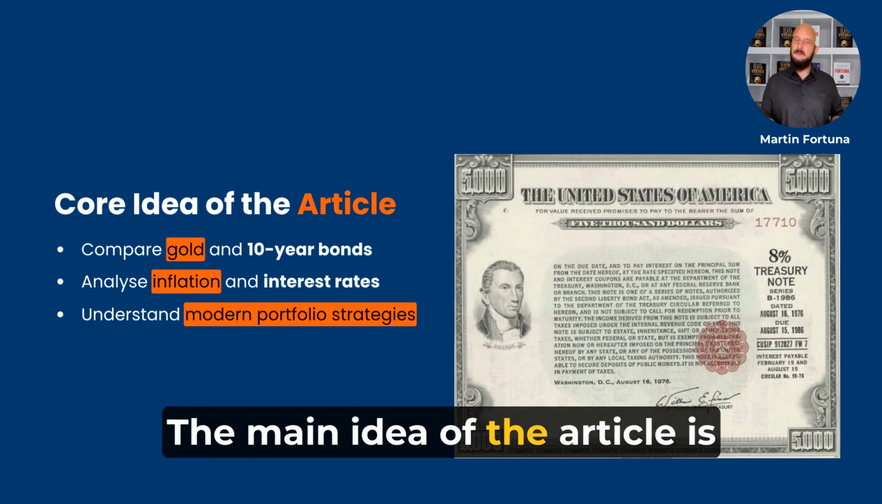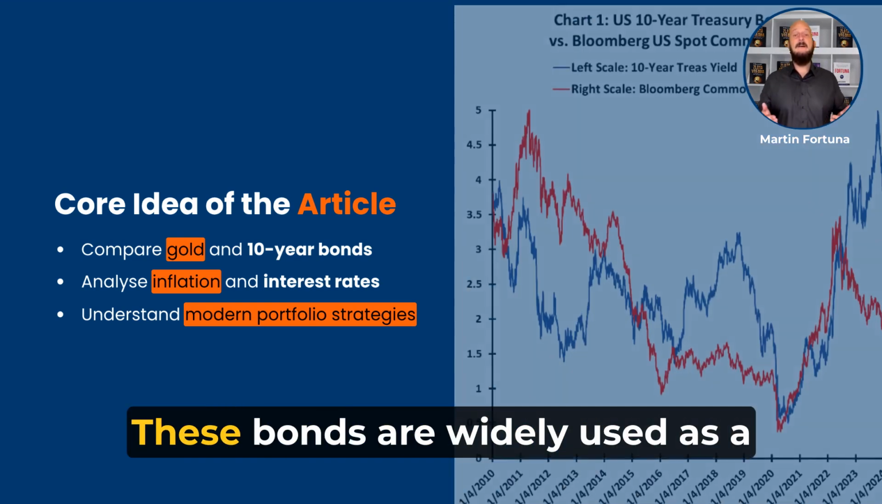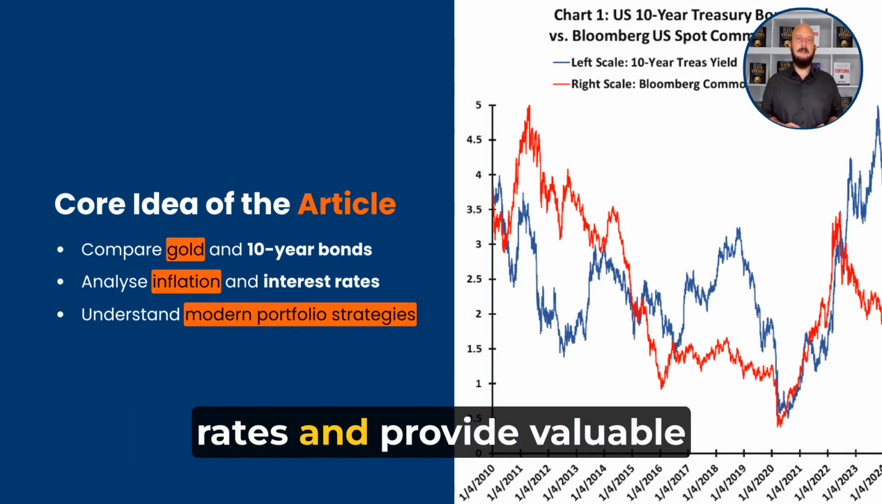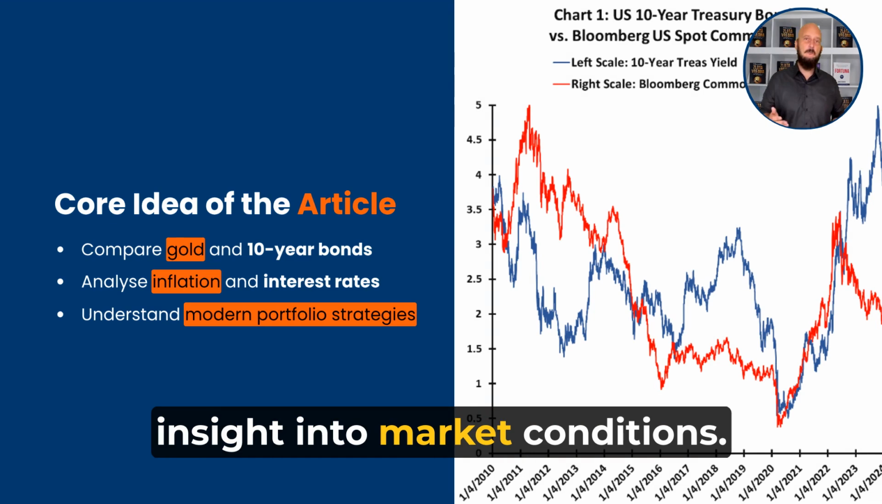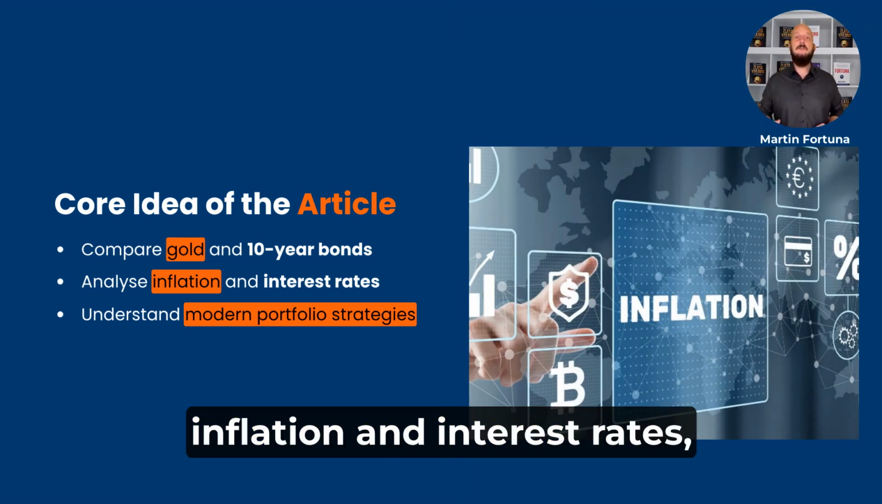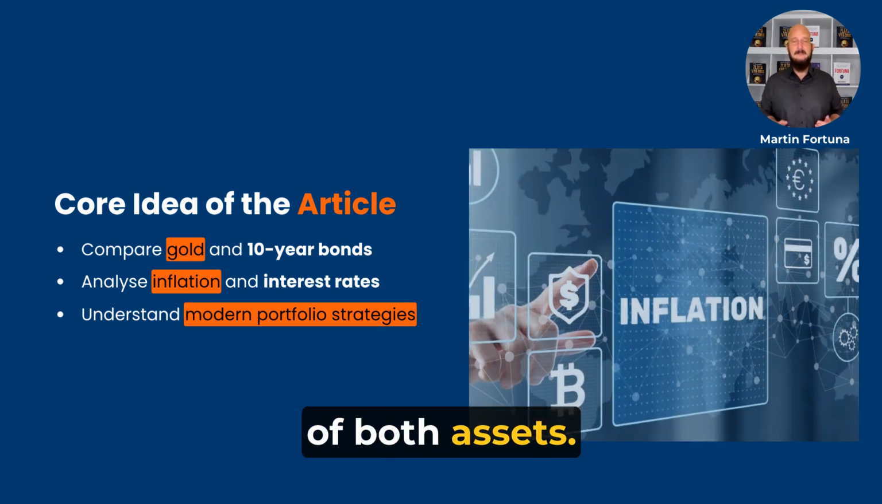Core idea of the article. The main idea of the article is to compare gold with 10-year government bonds. These bonds are widely used as a benchmark for long-term interest rates and provide valuable insight into market conditions. The analysis focuses on inflation and interest rates as these are the key drivers behind the performance of both assets.